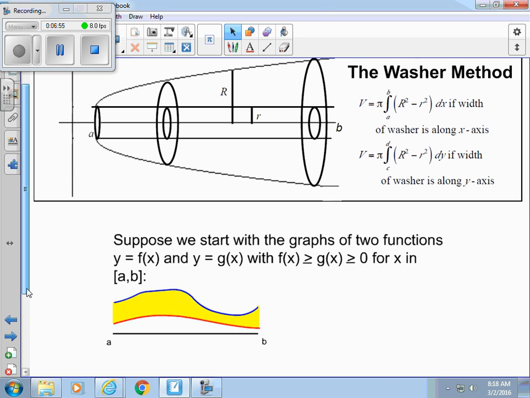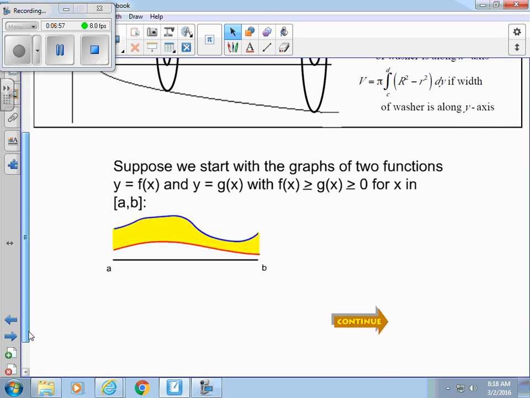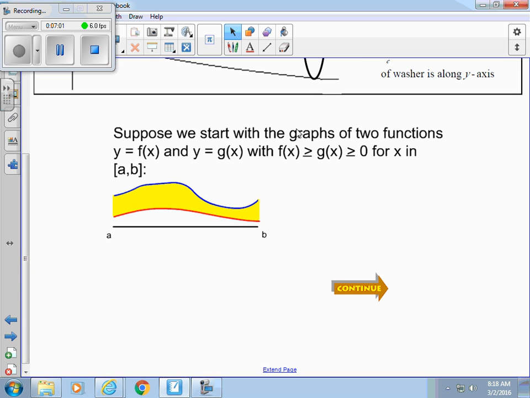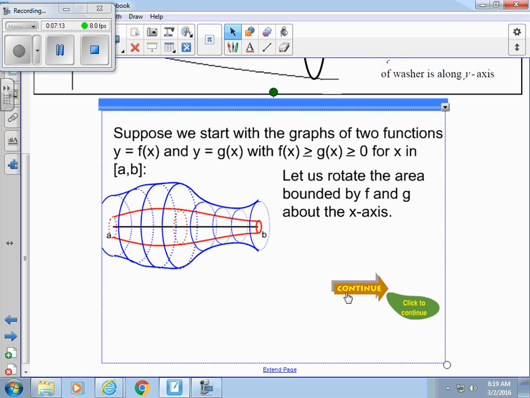So hold on, I'll move it back up so you can write in just a second. Let me show you the visual really quick. So if we start with two functions, f and g, and we look at the area between those two functions and take that region and rotate it around the x-axis, you still get a three-dimensional solid, but it has a hole in the middle. Would you agree with that?